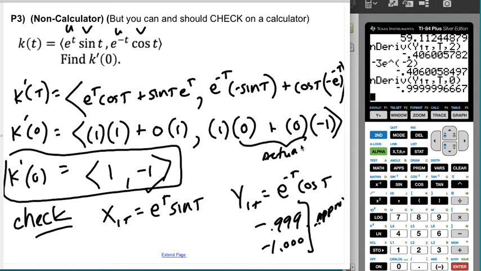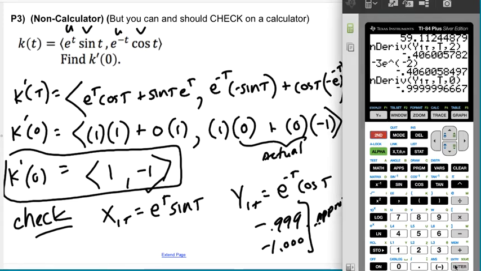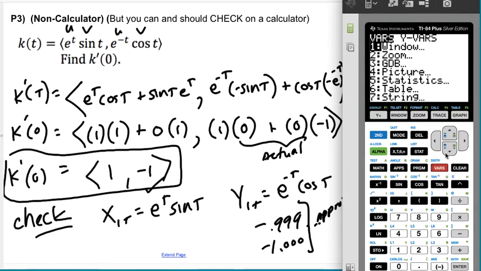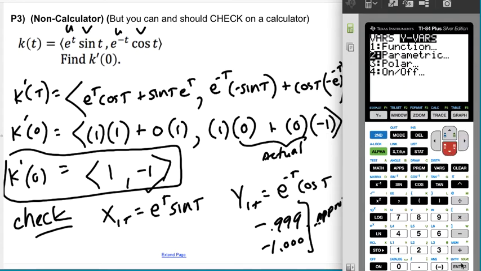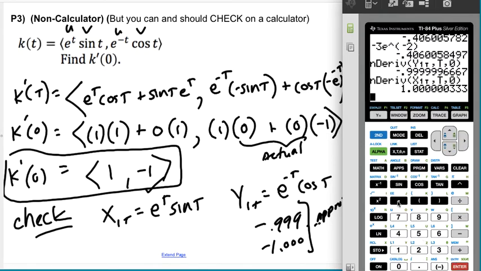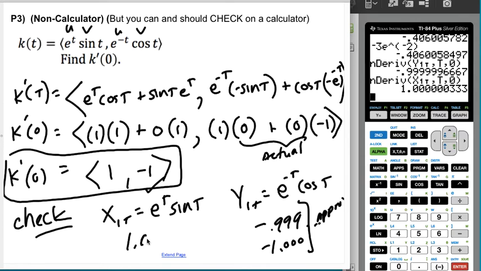So your calculator doesn't actually differentiate at a point. Your calculator does a very high-level approximation. And then I can go ahead and hit enter again, and this time I'm just going to change this to the x variable. So I'm going to go to var, over to yvars, pick parametric, and pick x1t, and there you have it. This is a 1.000. These two are approximate, and so that checks out. Those are the same answers.